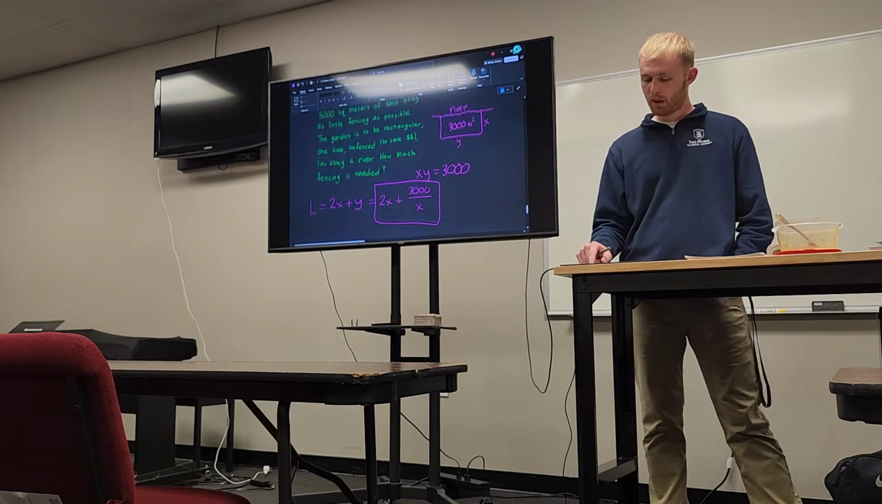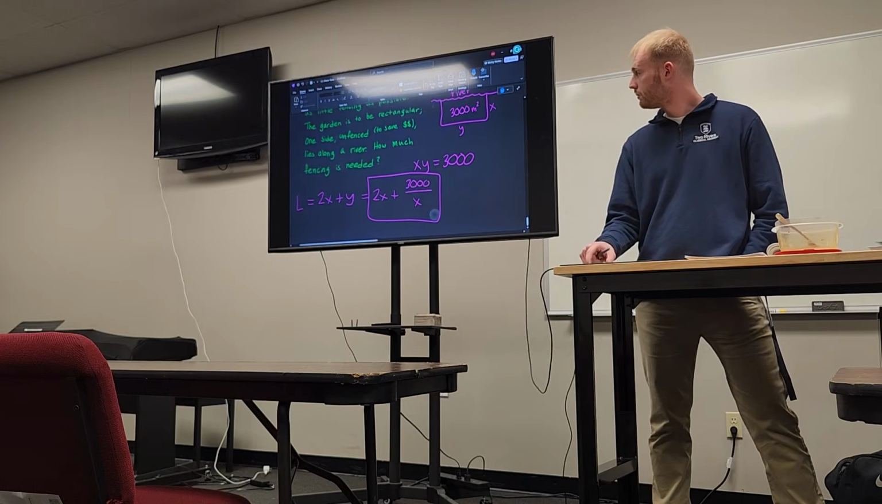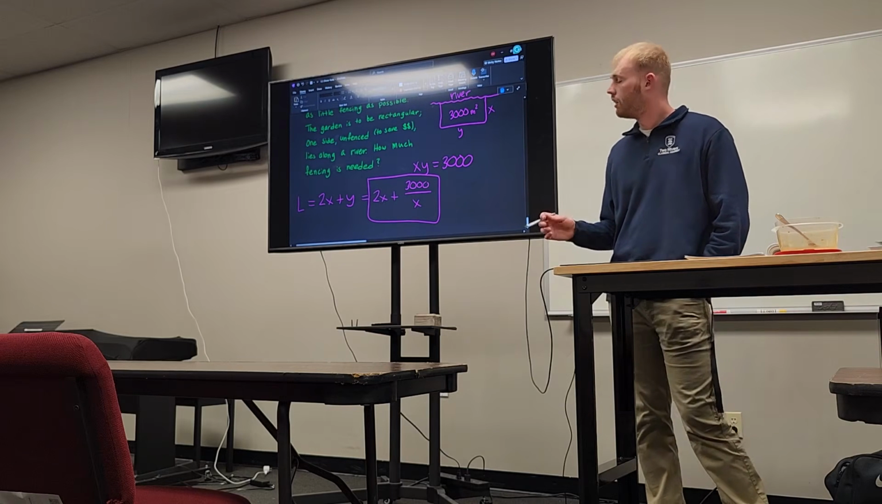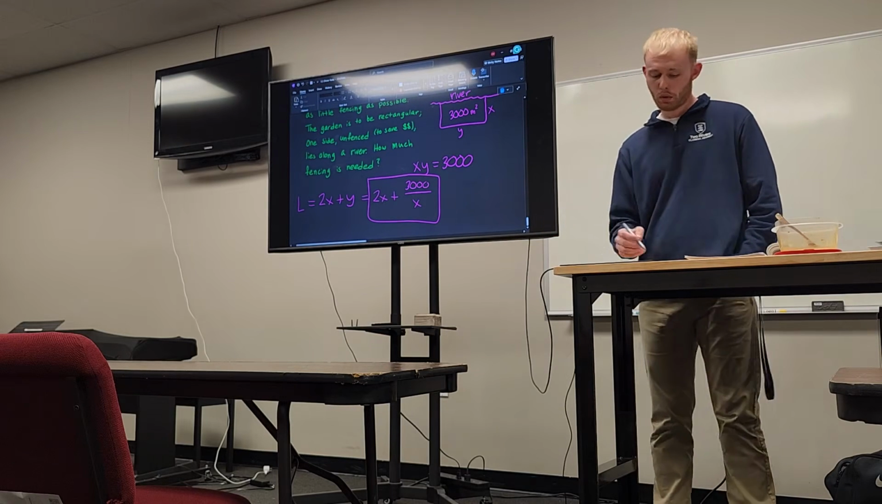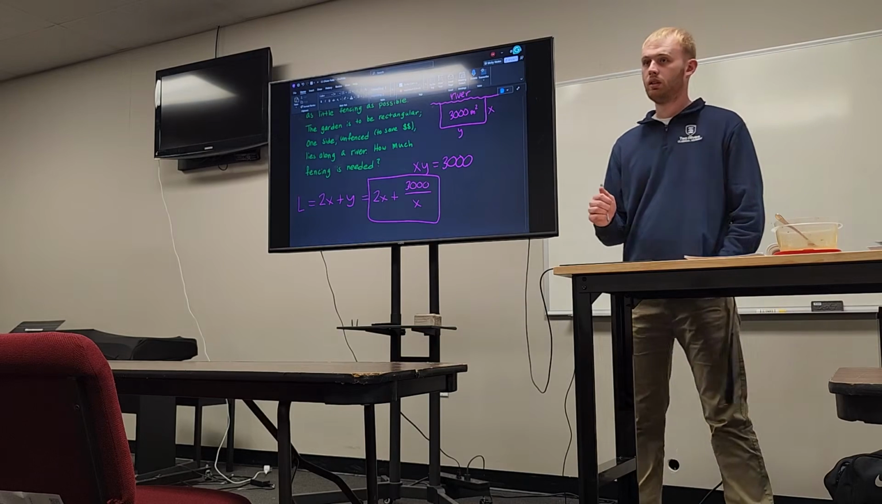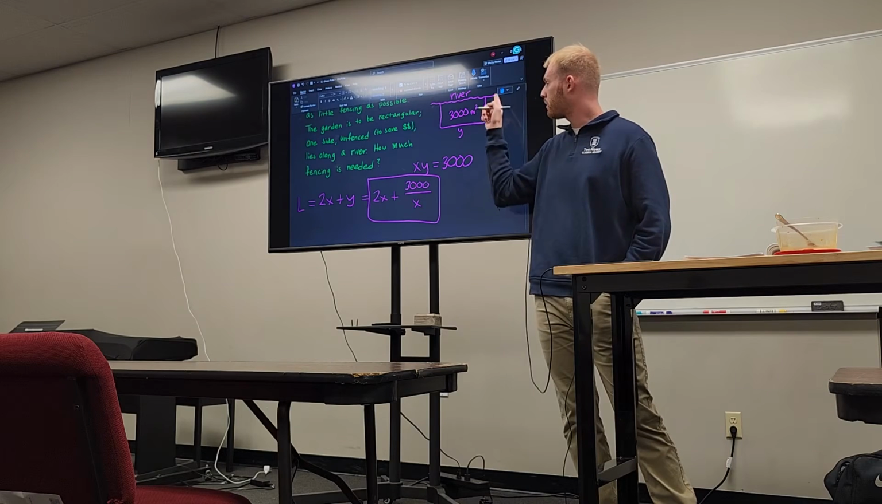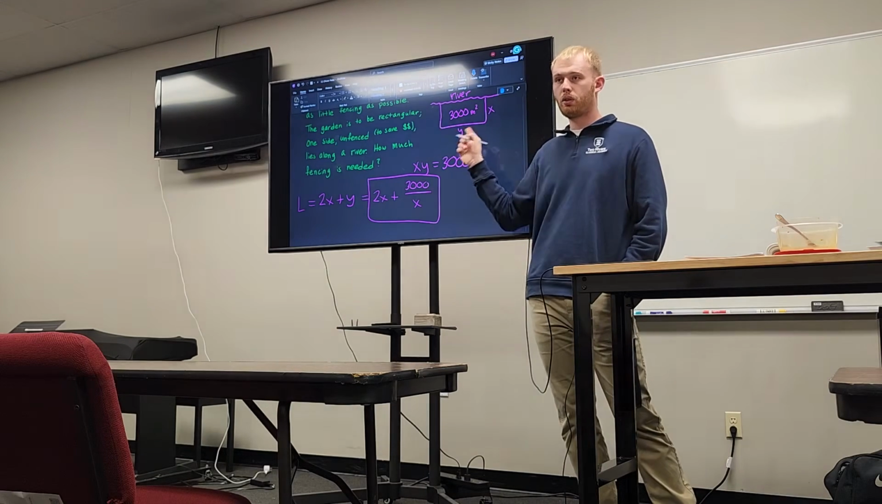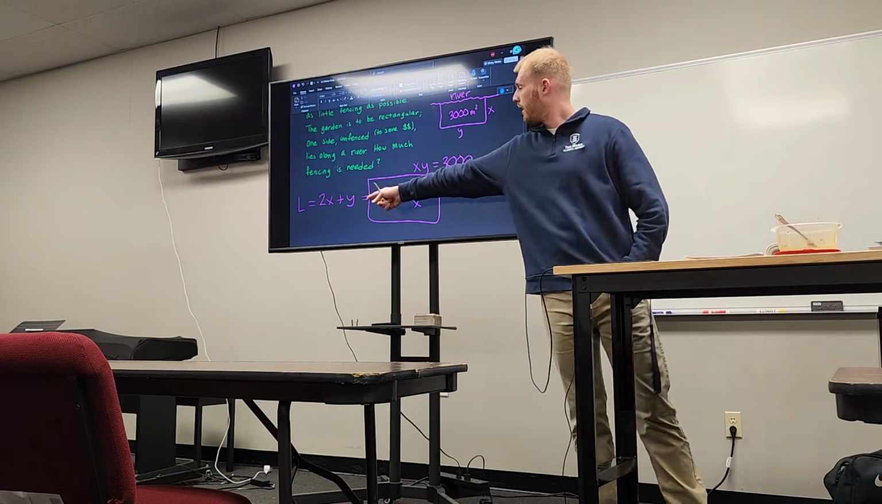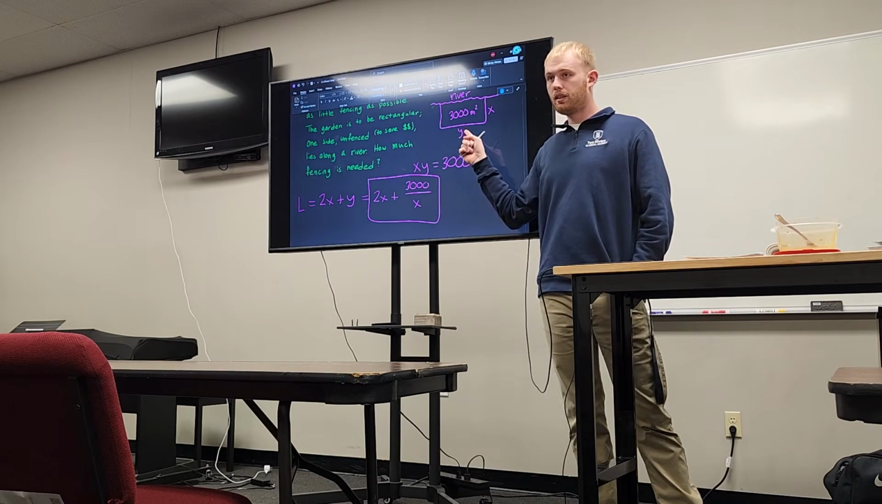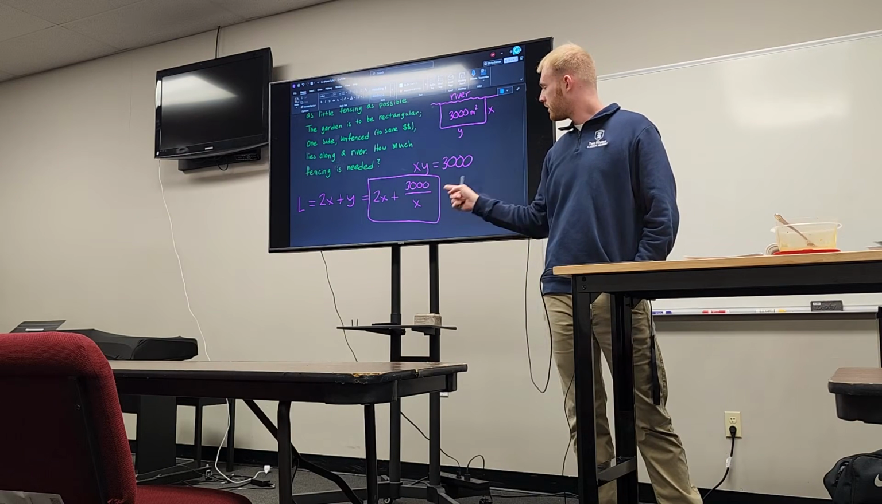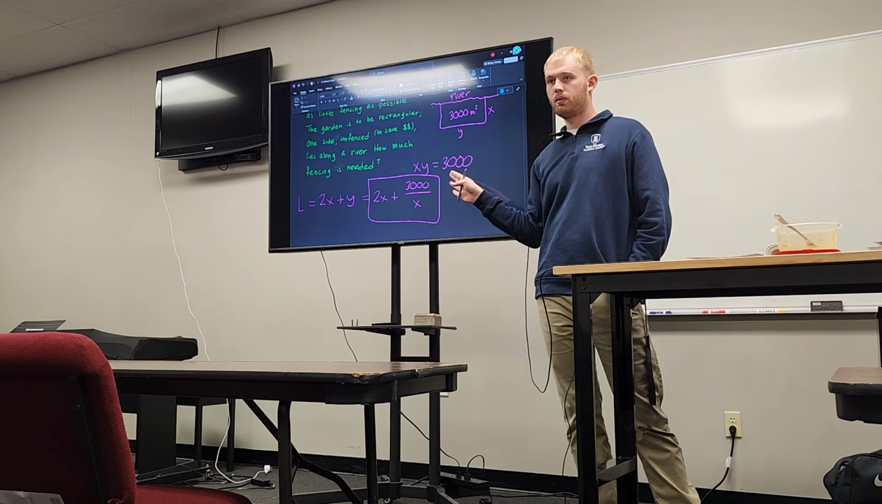Because it's L. Well, we have to write everything in terms of x right now. Yeah, but it's all set equal to L, which is our length, one side, total length of 2x and y. That's our total length. L represents our total length. But y is equal to 3,000 divided by x. We just substituted. Okay. Right?